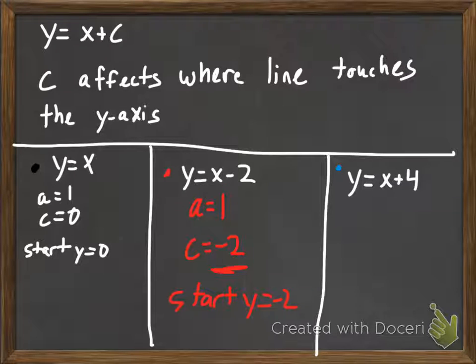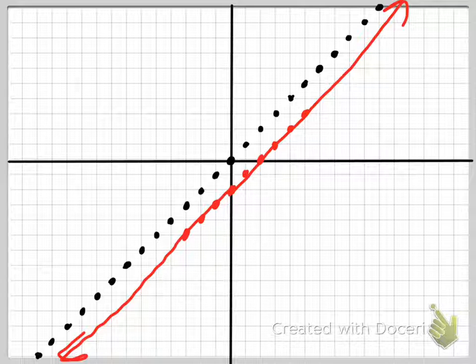Okay, now we look at y equals x plus 4. So our a is still 1, and our c for this is positive 4. So that means we're going to start at y equals 4, and then we're going to go up and right from there and down and left. So we start at 4, up 1, right 1 for a few, down 1, left 1. Now we have enough dots.